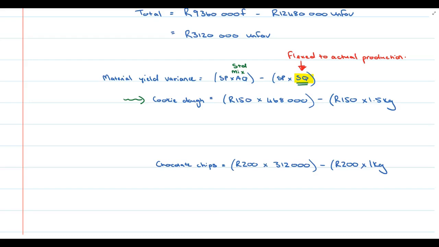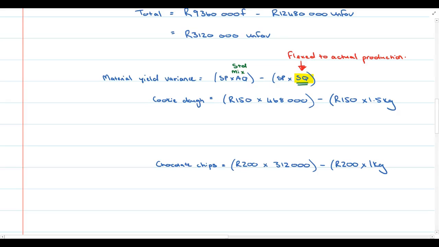Now, the mistake that students often make is you multiply this by budgeted production, and that is incorrect. This must always be flexed to actual production. So we need to multiply this by the number of units that were actually produced during the period.